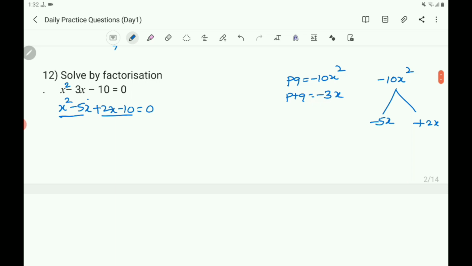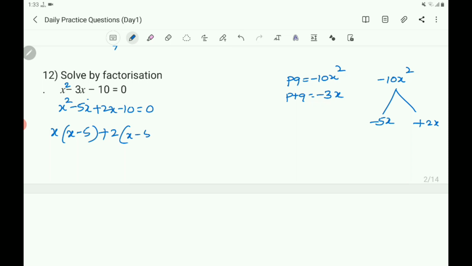Now you remove the common factor from the first two terms and the last two terms. What is common here? x square is there, 5x is there. You can remove x as a common factor. In the bracket you will get x minus 5. Plus here 2 and 10 are there. 2 is common. Remove that outside. In the bracket, x is remaining, x minus. You know that 2 fives are 10.